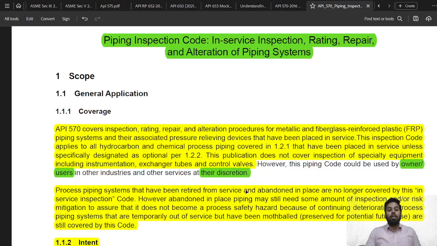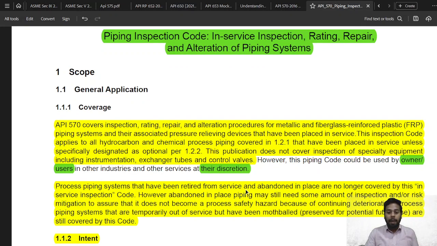Scope. API 570 covers inspection, rating, repair and alteration procedures for metallic and fiber reinforced plastic piping systems and their associated pressure relieving devices that have been placed in service. You understand this, right? The 570 code is written for in-service piping. It is not intended for a new piping system. Okay, so when the pipe is originally fabricated, API 570 would not be used, but once it goes into service, once maintenance operation starts, then API 570 takes a front seat.